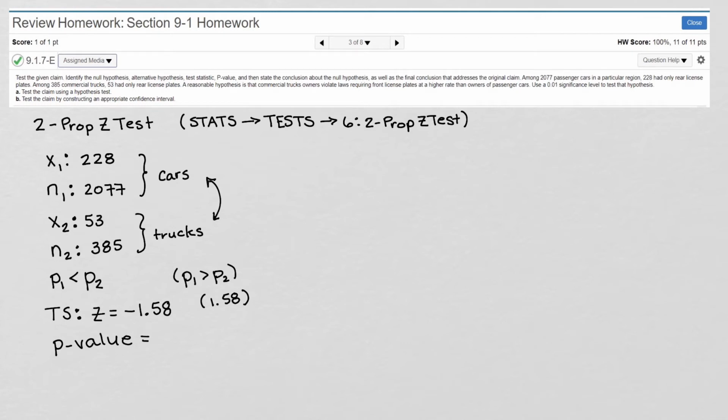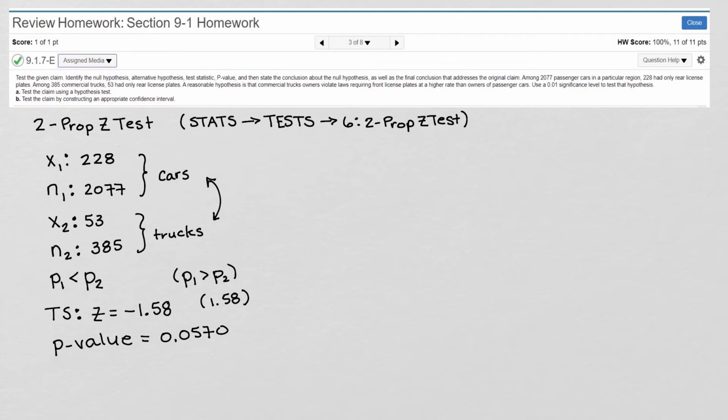Then the p-value is 0.0570. Probably they want just 3 decimal places. I have that part cut off, so I don't know how many places they want to go. Usually 3 or 4. So what can we conclude?